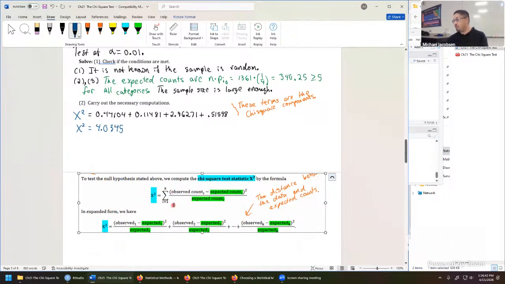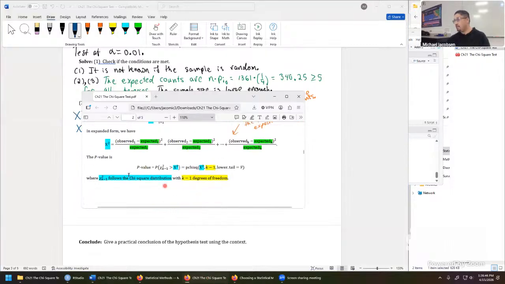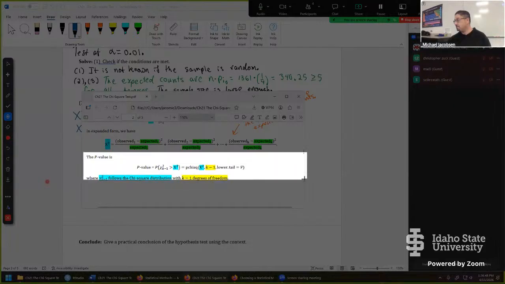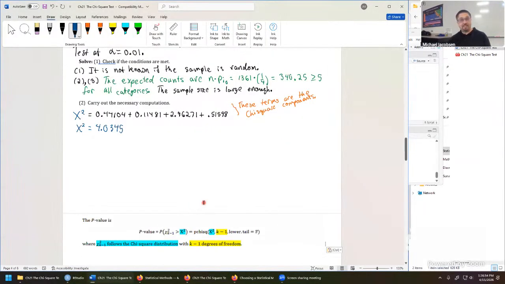Let's turn over to the next part of the notes. To get the p-value, we just have to follow this final process here. Before we delve into the p-value side, any questions at all, folks, on the test statistic portion?